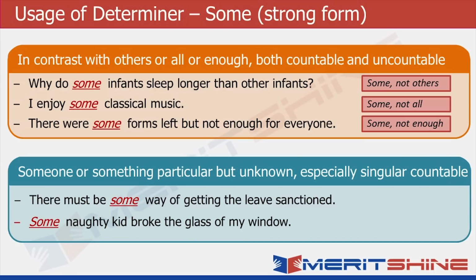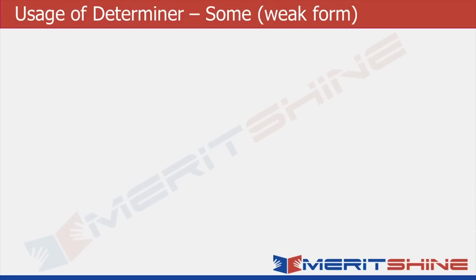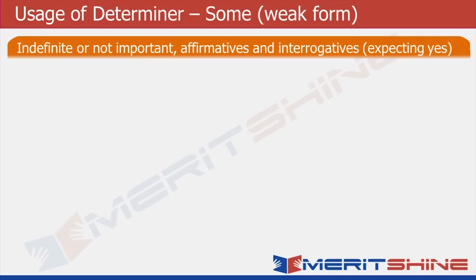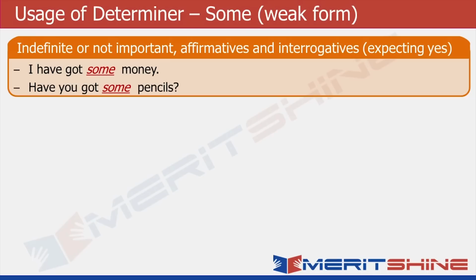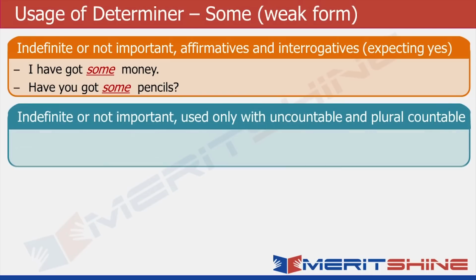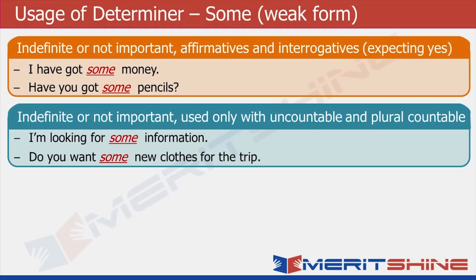In the weak form, it is used to represent the quantity which is indefinite or not important. It is commonly used in affirmative sentences and in questions, usually expecting the answer yes. I have got some money. Have you got some pencils? Also, it can be used only with uncountable and plural countable nouns. I am looking for some information. Do you want some new clothes for the trip?